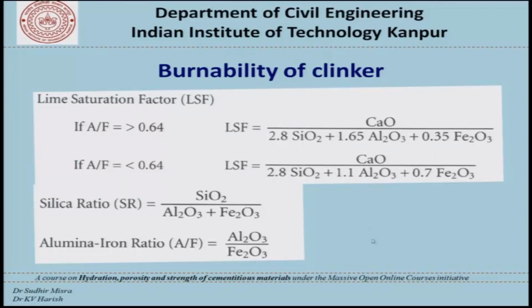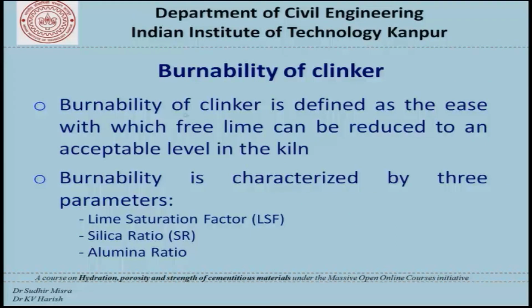So, these formulas basically give a direct conversion of oxides to these factors: LSF, SR and A by F. Silica ratio is given by SiO2 divided by Al2O3 plus Fe2O3, and alumina to iron ratio is given by Al2O3 divided by Fe2O3. So, if you know the values of the lime saturation factor, silica ratio and alumina to iron ratio, we will get some idea about the burnability of clinker. What is burnability? As we have already seen, it is defined as the ease with which free lime can be reduced to an acceptable level in the kiln.